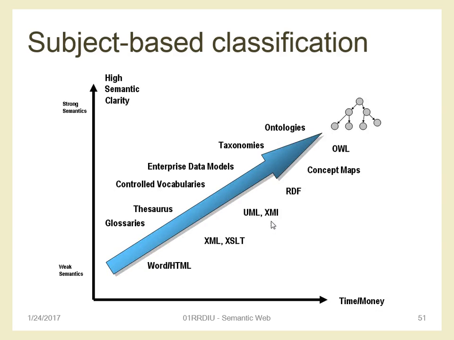So, these are different subject-based classification methods, let's say. Don't forget about this one. There are some technologies: we have taxonomies, we have thesauri, we have controlled vocabularies, we have ontologies, in which the semantics is richer and richer, and so is the cost that you have to take into account when you write ontologies with respect to controlled vocabularies.